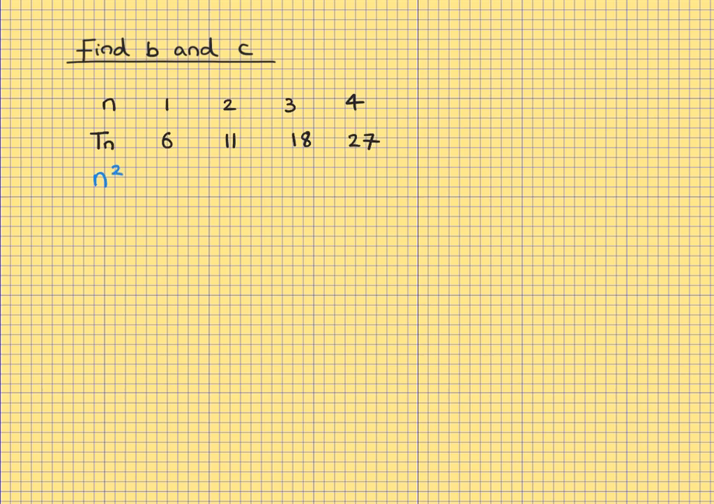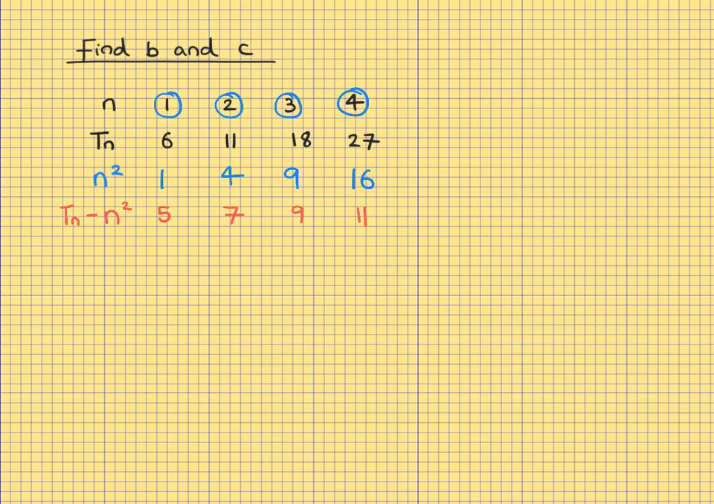So let's find out the values of n squared. If n equals 1, n squared is 1. If n equals 2, n squared is 4. N equals 3, n squared is 9. N equals 4, n squared is 16. I then create another row, which is the term take away the value of n squared. So 6 take away 1 is 5, 11 take away 4 is 7, 18 take away 9 is 9, and 27 take away 16 is 11.